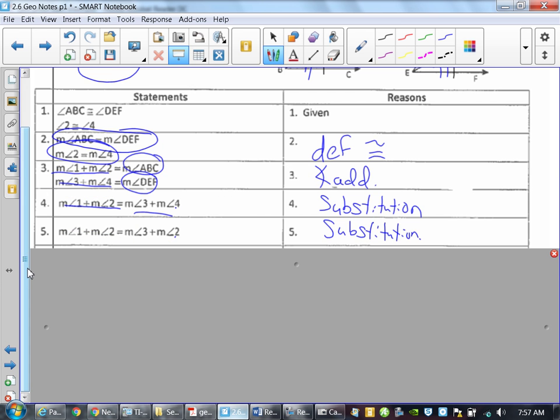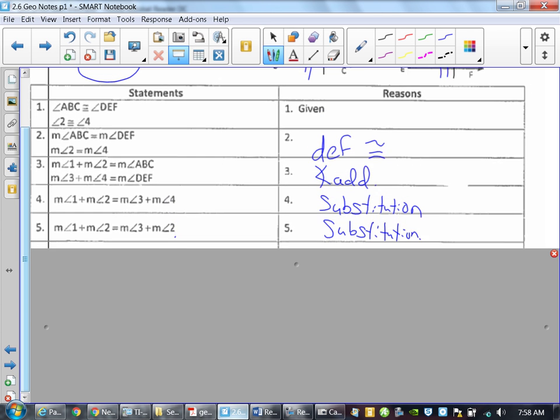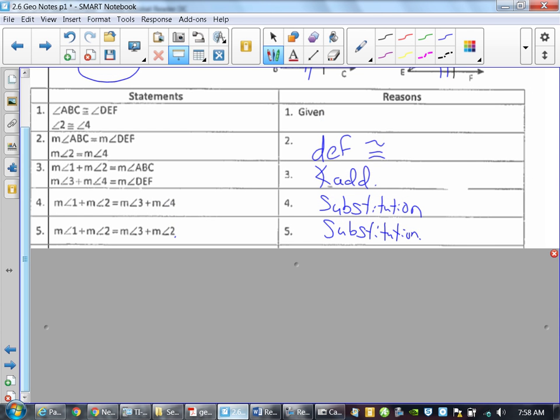I bet you I know what they're going to do next. What, use substitution twice? Absolutely. Can you redo that? Okay. Going back up to this little mess here, we have angle 2 equals angle 4. Which means anywhere I see a 4, I can replace it with a 2. Substitution. That's it.